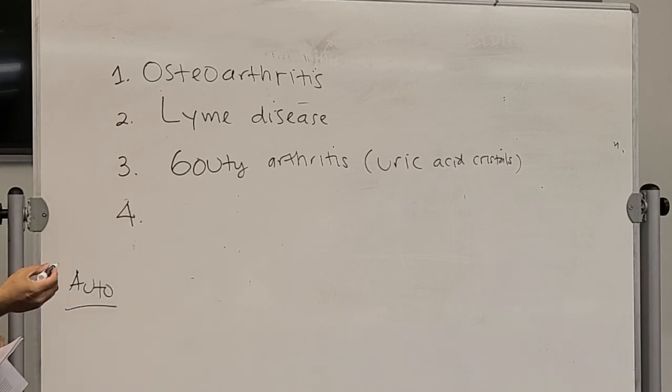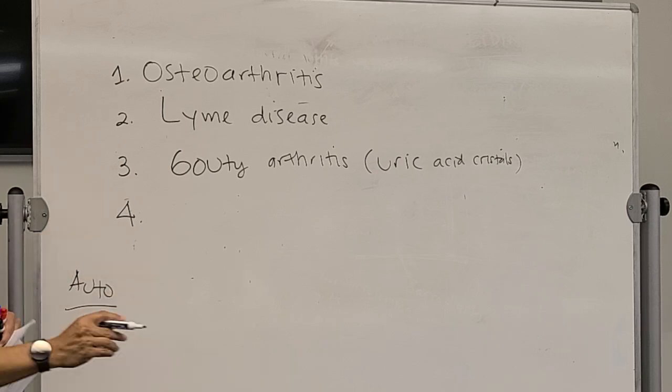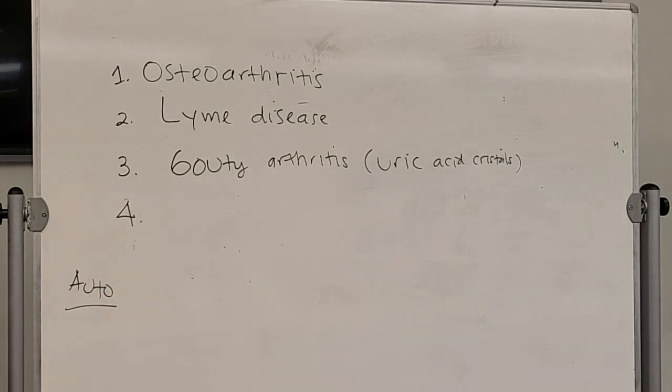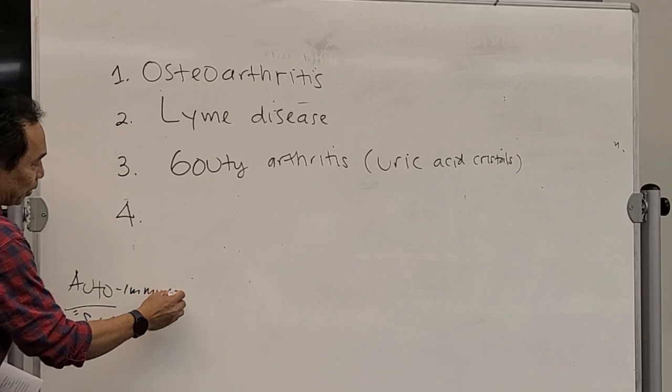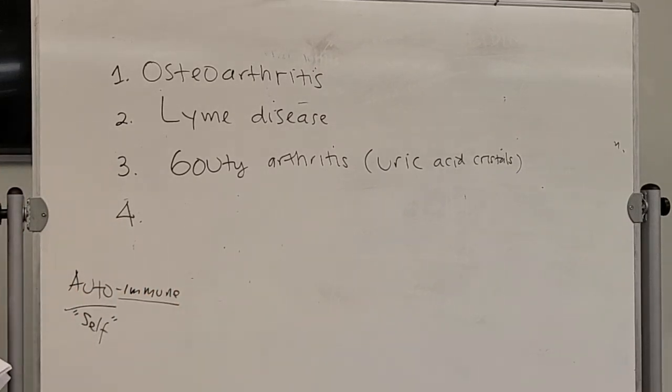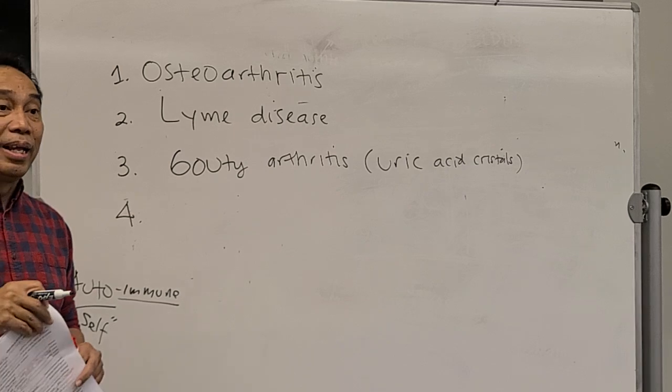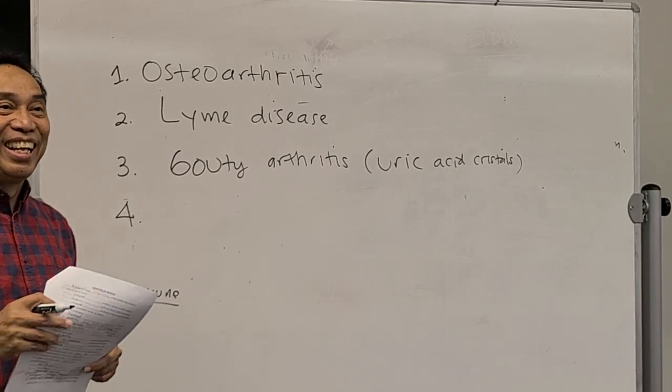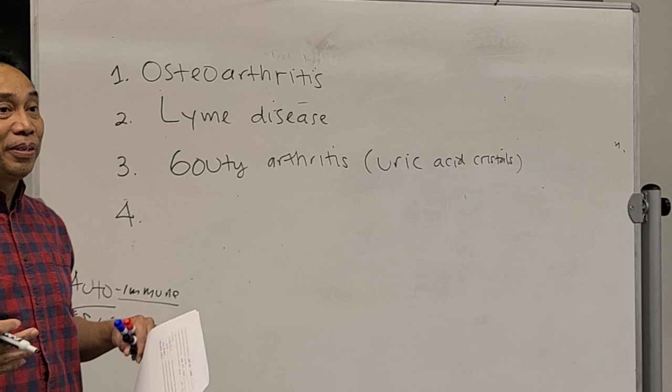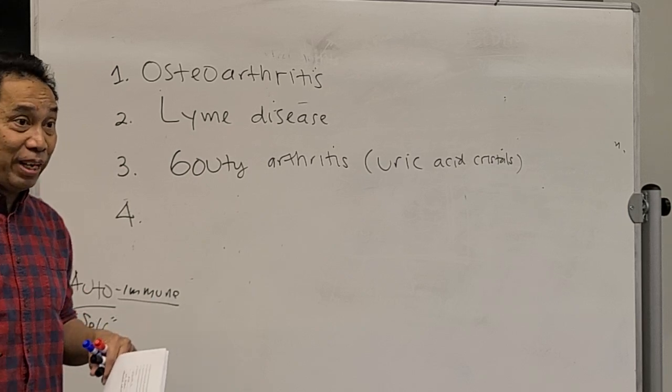Automatic, what does automatic mean? What is auto? Anybody know what auto means? Auto means self. Automatic means doing it by itself. Now, immune. What is immune? What does immunity mean? Immunity means our ability to fight infection.